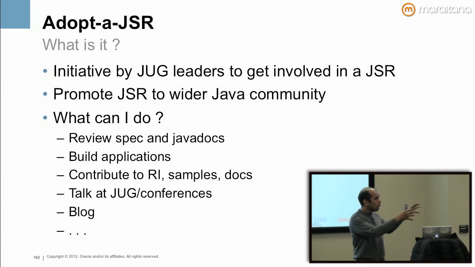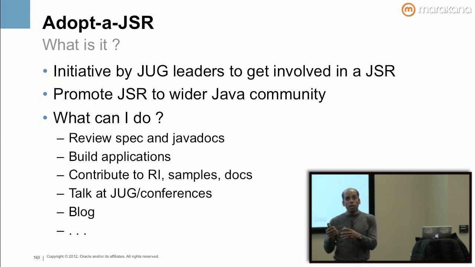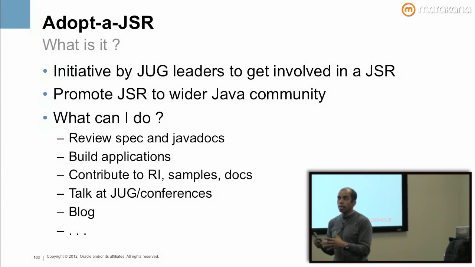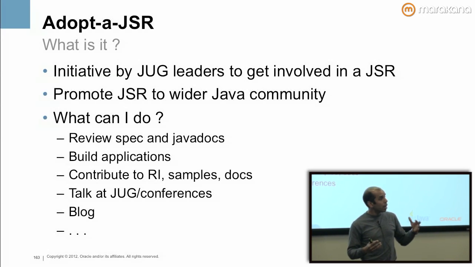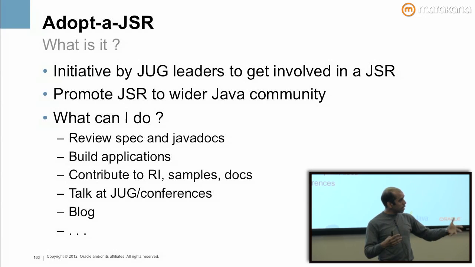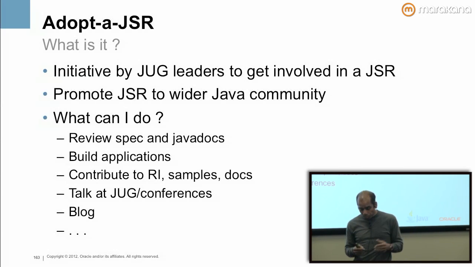And we're going to download the specification. We're going to read the Javadocs, see if it makes sense, see if there are any typos. We're going to build an application using JMS 2.0, things like that. Now, what they did is they sort of formalized the program where other JUGs could take that same concept. And they say, oh, we're going to adopt a JSR. Not just a JSR, you could adopt a bunch of JSRs.